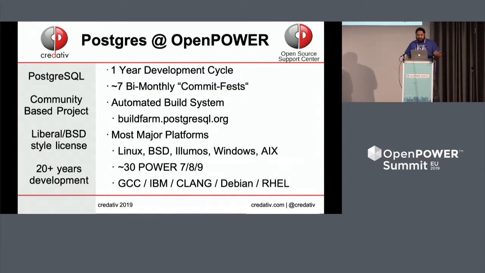I did a look just to see, and there are about 30 members who are running some type of Power architecture. Most of that is Power 7, 8, or 9. There's a couple of other things in there as well. And amongst those Power machines, there's a mix of GCC, there's IBM build tools, some that are Clang, some that are Debian, some that are Red Hat. It's just a pretty decent mix by a number of different people and companies.